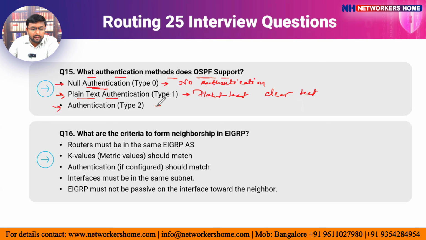And third, we have an encrypted password. How do we encrypt that? Based on hashing algorithms like MD5, message digest 5, SHA, and HMAC SHA-256. So these can be used for authentication purposes. So there are three types of authentication in OSPF. One is null, that is no authentication. Plain text, where the password is visible, clear text. And the third type, where it is encrypted.